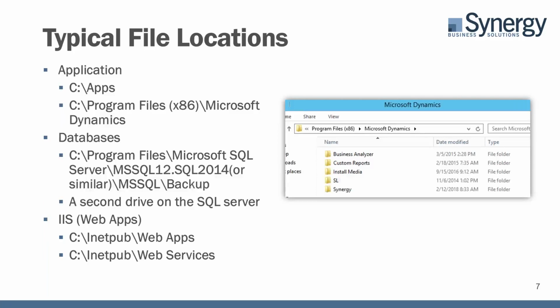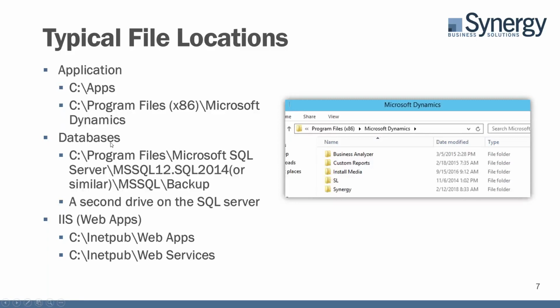Okay, so typical file locations. Where is your applications folder? The C apps folder is typically where Synergy will install Dynamics SL. In the past couple of years we've been installing SL 2015. If you haven't had an upgrade recently, the default location, even for 2015, will try to install to Program Files x86, Microsoft Dynamics folder. So look in both of those locations to see where your applications folder is.